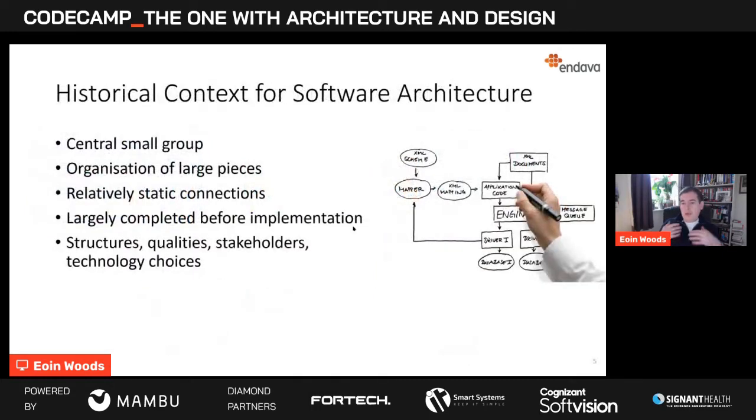And when we came at software architecture years ago, I've got grey hair now, so I started quite a long time ago, software architecture tended to be something done by a central small group, sort of high priests and priestesses of architecture. And there were more women architects actually back then than you might think from the number of software engineers, but that's a historical aside, but there were definitely priestesses too. And it was all about organizing the big pieces of the system.